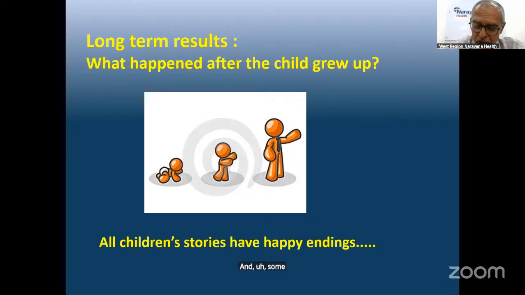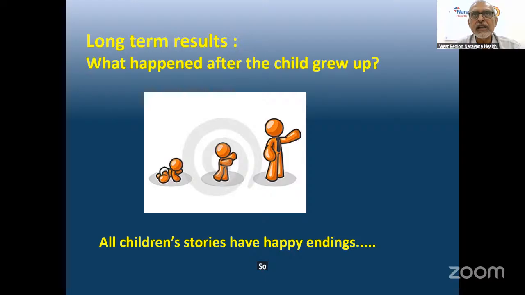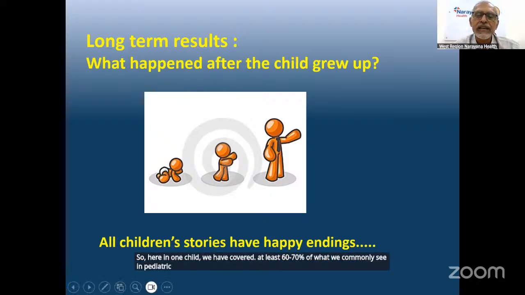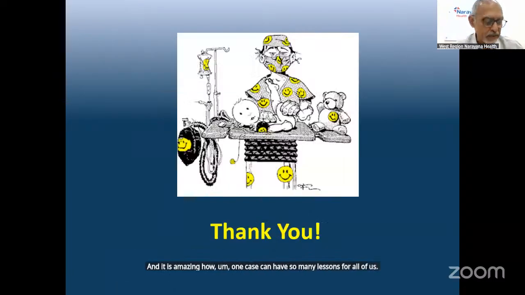Some patients actually do come back and report that they have normal relationships and that they have also fathered children. So we are waiting for a happy ending on this child. So here in one child, we have covered at least 60 to 70% of what we commonly see in pediatric urology. And it is amazing how one case can have so many lessons for all of us. Thank you very much.